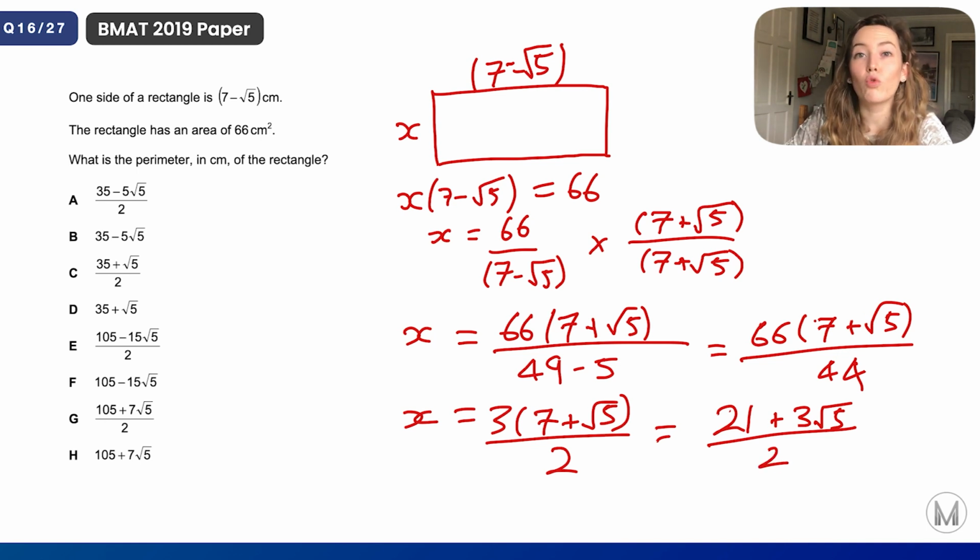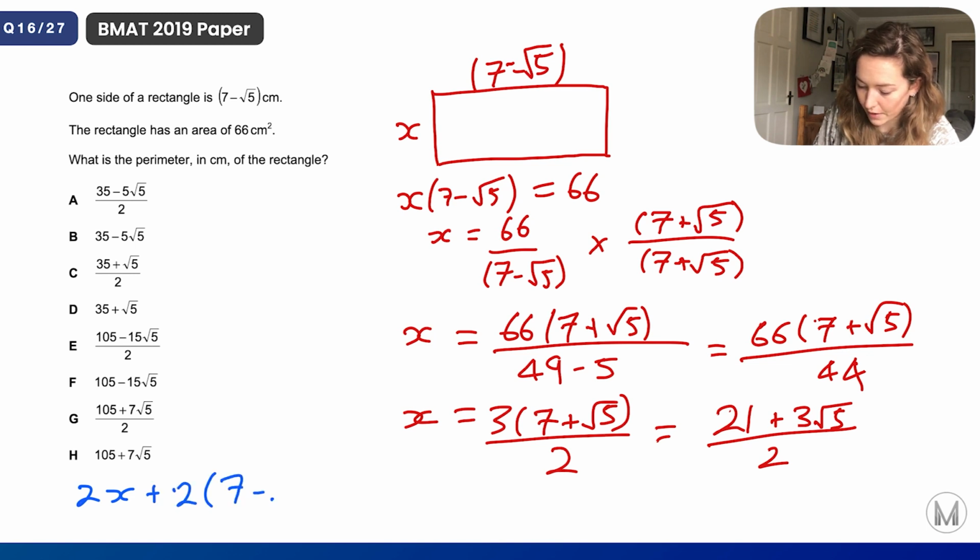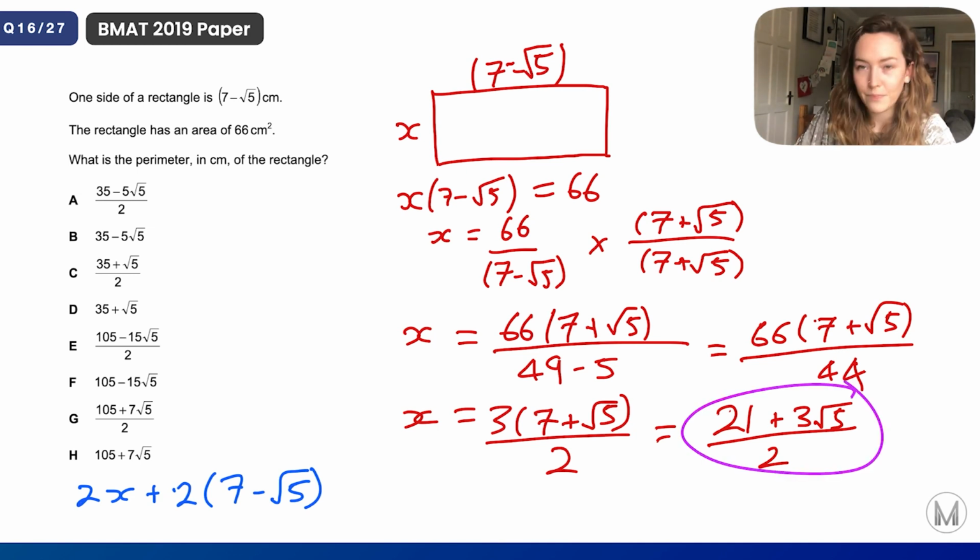Next, let's work out the perimeter of the triangle. So we can write the perimeter as 2x plus 2 times 7 minus root 5. Earlier on, we worked out the value of x. We've got it here. And it's great because we've got a 2 as the denominator. So we can also say that 2x is equal to 21 plus 3 root 5. And I can plug that into my perimeter equation.